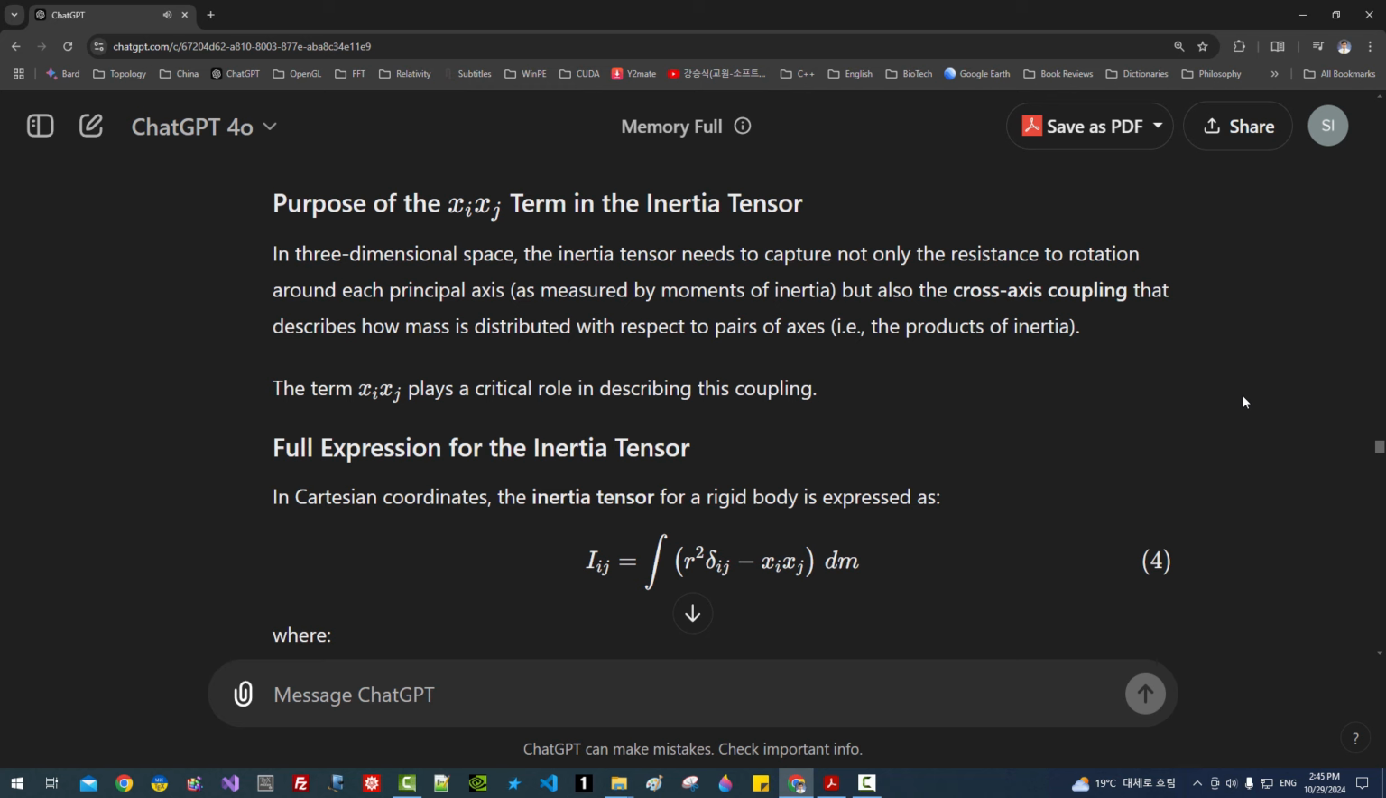Purpose of the xi xj term in the inertia tensor. In three-dimensional space, the inertia tensor needs to capture not only the resistance to rotation around each principal axis, as measured by moments of inertia, but also the cross-axis coupling that describes how mass is distributed with respect to pairs of axes, i.e. the products of inertia. The term xi xj plays a critical role in describing this coupling.